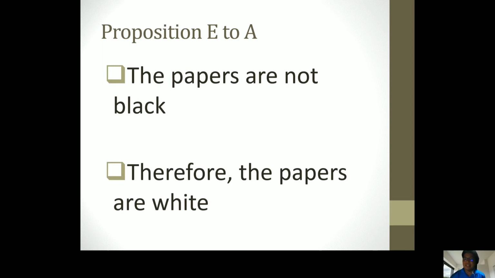Next, proposition E to A. E means universal negative. The papers are not black. Your subject term here is the papers, or you can say all papers. So therefore, you will say all papers are white. So you're going to make your copula now positive. This is negative. You're going to make it positive.